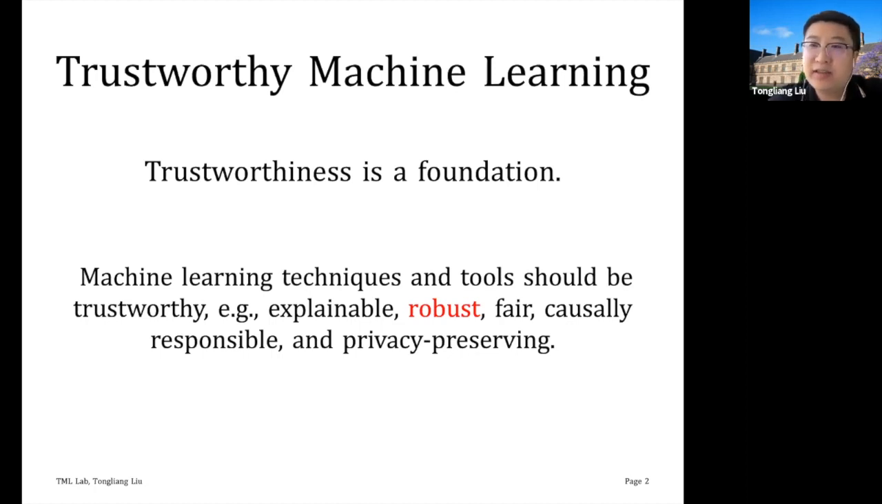So trustworthiness, I think, is the foundation for our society to widely deploy machine learning or artificial intelligence tools and algorithms. That's why we founded the Trustworthy Machine Learning Lab in 2020, and we also attracted a lot of talents to join our lab. Today, we would like to focus on a very specific subtopic of trustworthiness, which is algorithmic robustness. So what is algorithmic robustness?